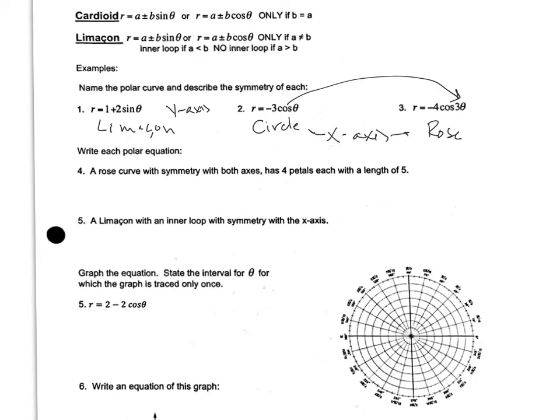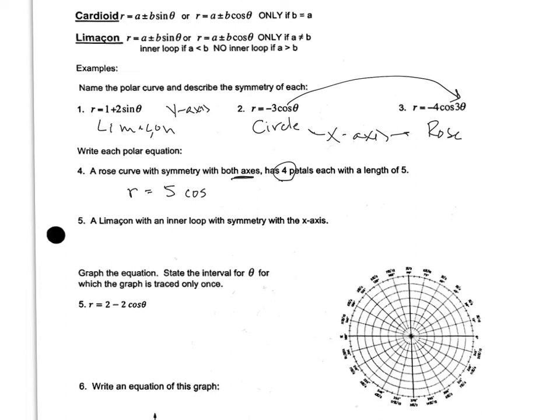Something else that you'd be asked to do is, from some information, write an equation. So when you have a rose, we know that it's pretty simple. There's no adding or subtracting. This says it's symmetry with both axes, which means it doesn't matter if you pick sine or cosine. What matters is that it's an even number of petals, which it is. So if it wasn't even, we couldn't have that. So we know the petal length is 5. You pick sine or cosine, and then we have 4 petals.